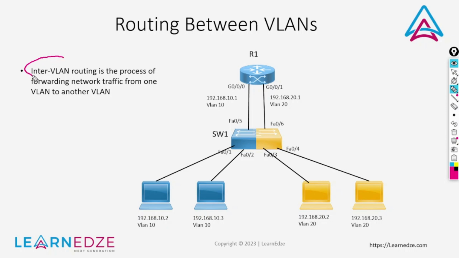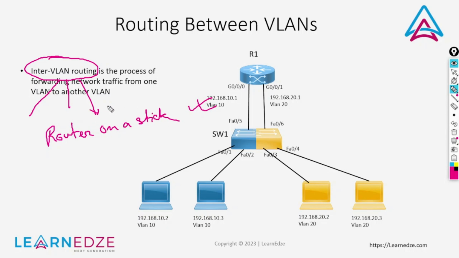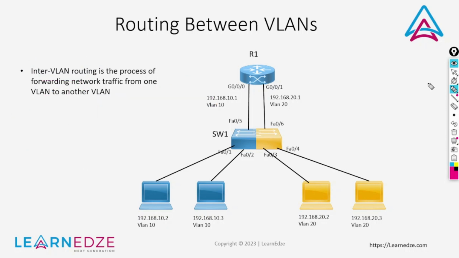Now inter-VLAN routing can be achieved by using three techniques. Number one is the normal technique that is shown here. Number two is the router on a stick method, and number three is by using layer 3 or multilayer switches. In this session we are going to discuss only the first and the second technique, and I am going to demonstrate it in the Cisco Packet Tracer. Now let's go to the Packet Tracer scenario and try this inter-VLAN routing concept.